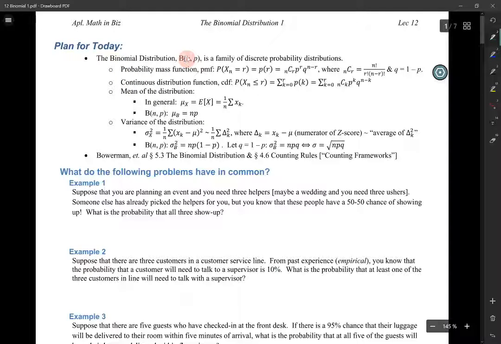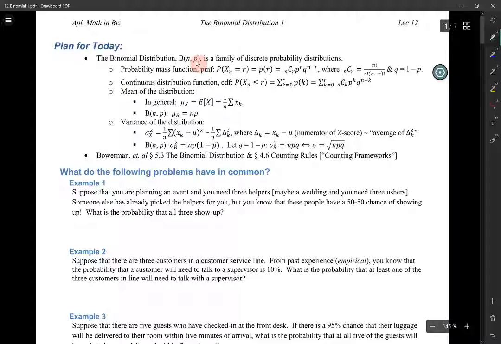So today we'll look at some more examples of this binomial distribution. What is it? It's a family of discrete probability distributions. It has basically the same structure, and the family is made different by n and p. N is the number of times that an experiment or process is repeated, and p is the probability of success.